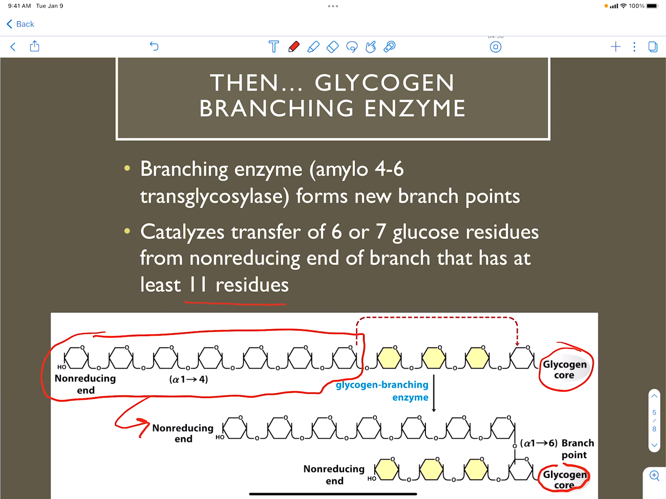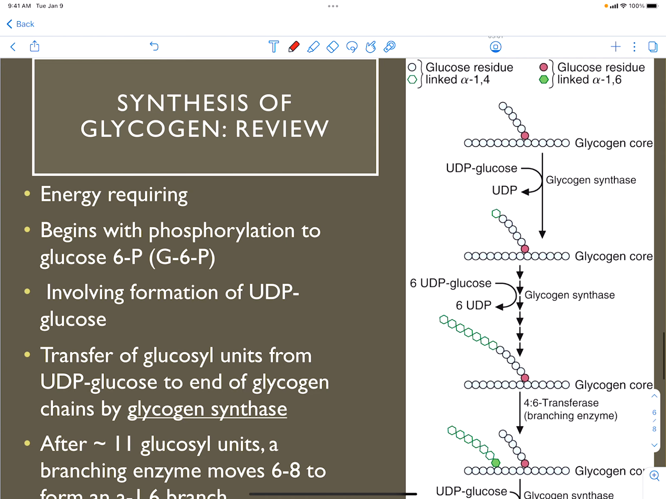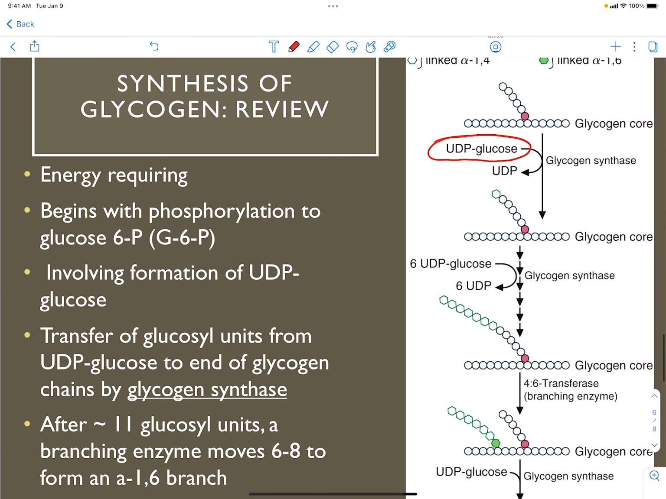Now, your glycogen is going to continue to branch and continue to form long chains off of all these new non-reducing ends. This is all going to take that energy built up in UDP glucose, which will release a free UDP each time. And the transfer is going to be done by glycogen synthase, and then your branching enzyme is going to form that alpha 1,6 branch.